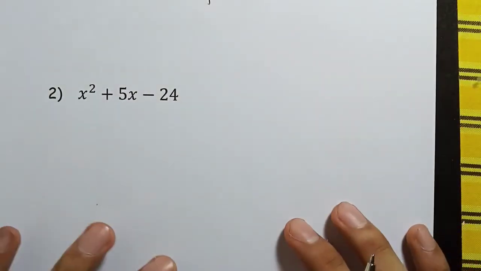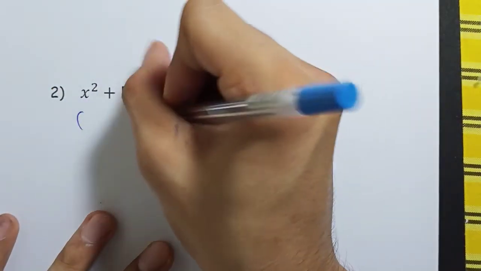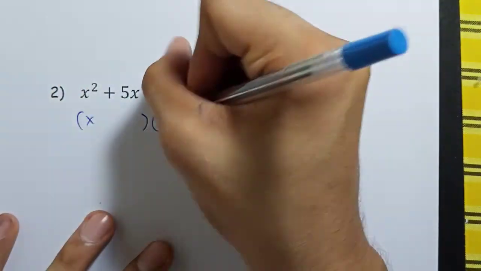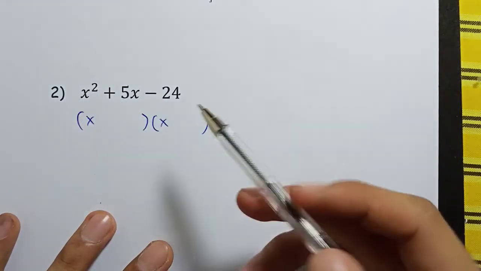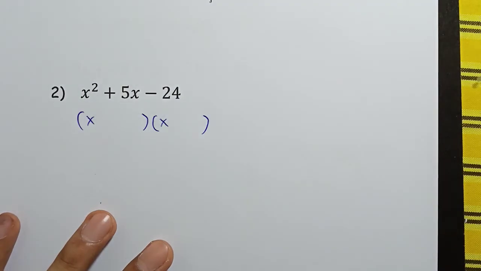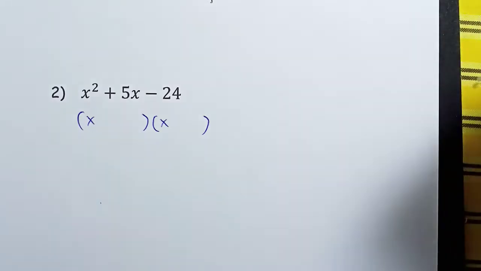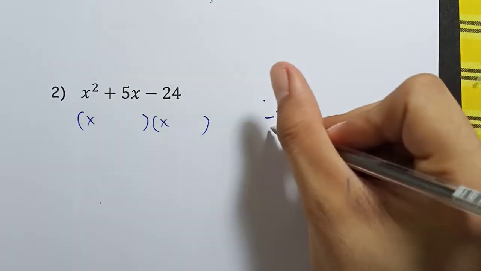X squared plus 5x minus 24. Gawin ulit natin. Kuha tayong dalawang grouping symbol. Then, x squared to. So, x kasi x times x is x squared. Then, nakita natin addition tsaka subtraction. So, ibig sabihin yan ay yung integers natin, isang negative, isang positive. Para makita nyo, negative 24. Ano ba yung factor niyan?